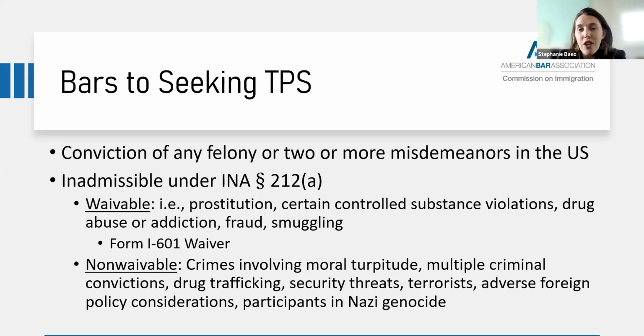There are also some factors that are non-waivable, meaning if these apply, they are not going to be eligible for TPS. So some of the waivable factors include prostitution, certain controlled substance violations, drug abuse or addiction, certain fraud violations, and certain smuggling violations. But non-waivable would include crimes involving moral turpitude, if there's multiple criminal convictions, drug trafficking, security threats or terrorism threats, or participants in Nazi genocide. Those are things that are non-waivable, and your client will not be eligible for TPS in those circumstances.